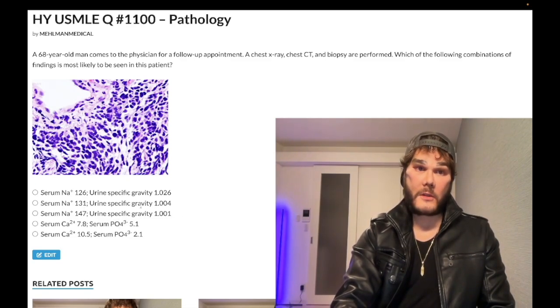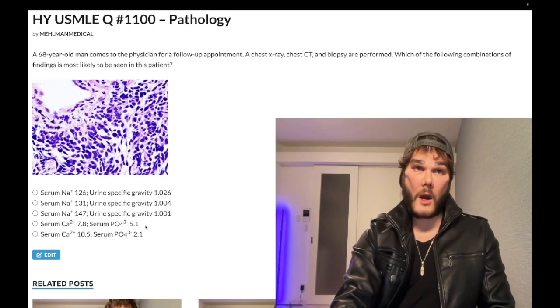Choice B would be for psychogenic polydipsia, where you can see your urine is dilute and your serum sodium is low. Okay, so choice A, our correct answer, SIADH. Choice B, psychogenic polydipsia, patients simply drinking too much. It's a psych disorder. And then choice C, as we said, is diabetes insipidus.